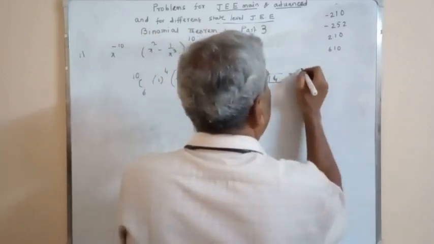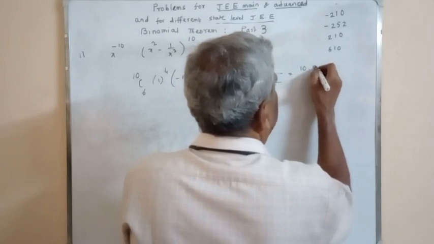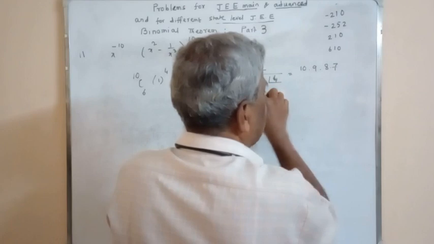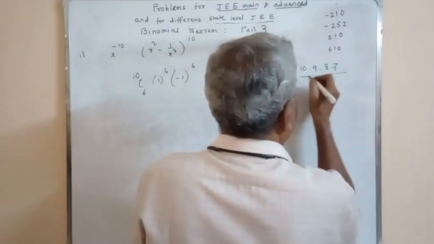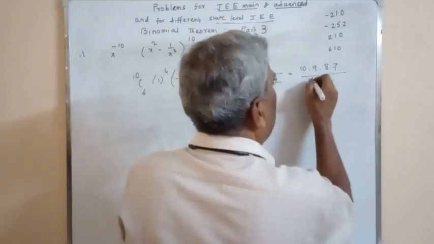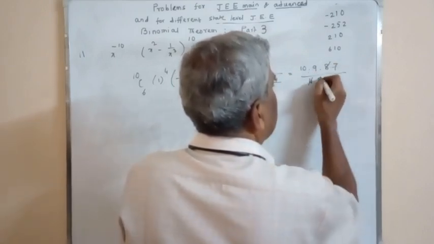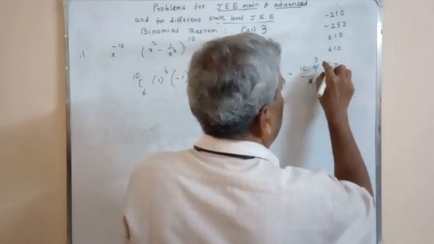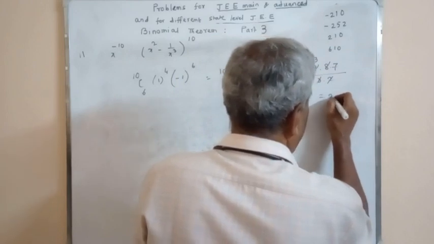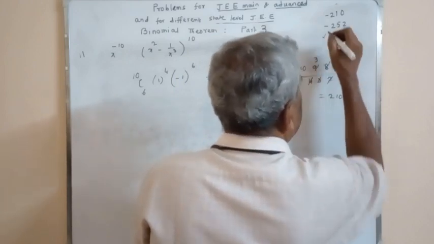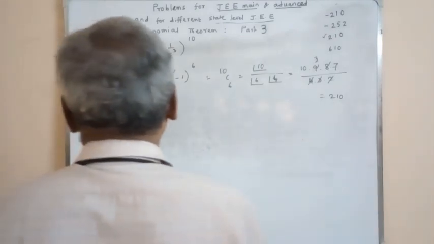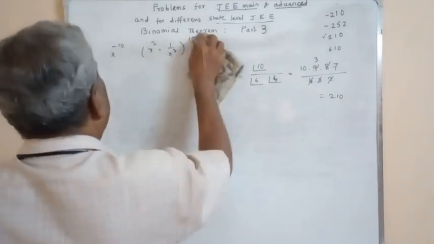So it is equal to 10, 9, 8, 7 into factorial 6, which will be cancelled with that. And here is 4, 3, 2, 1. 4 into 2, 8 cancels. This cancels 3. 21 into 10. So 210 is the answer. Next, problem number 12.